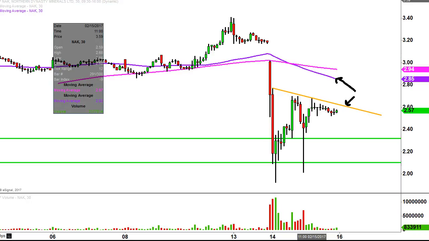So all in all, a good solid day for the bulls. It'll be interesting to see if they can keep on moving upwards for the remainder of the week.